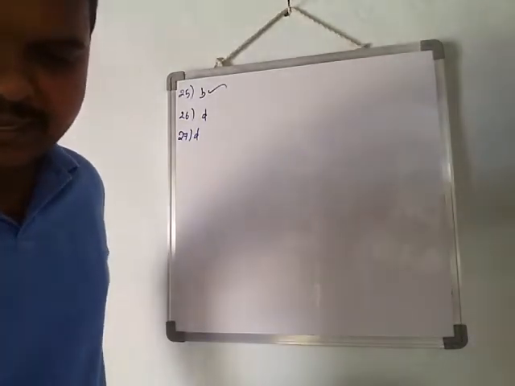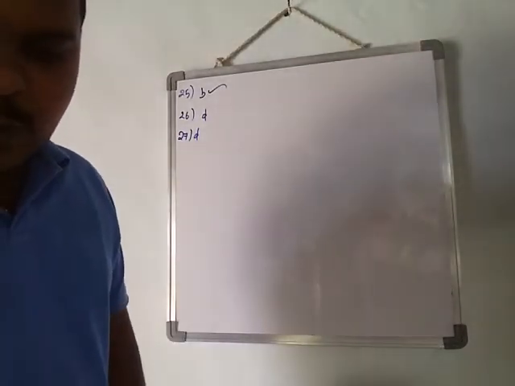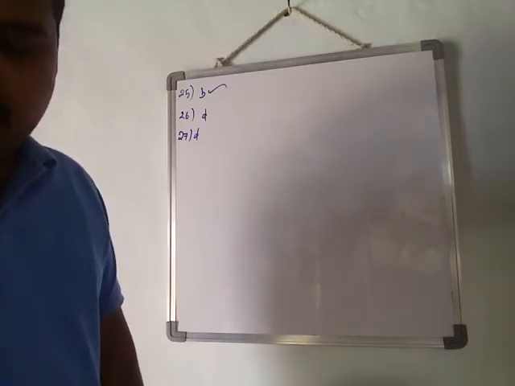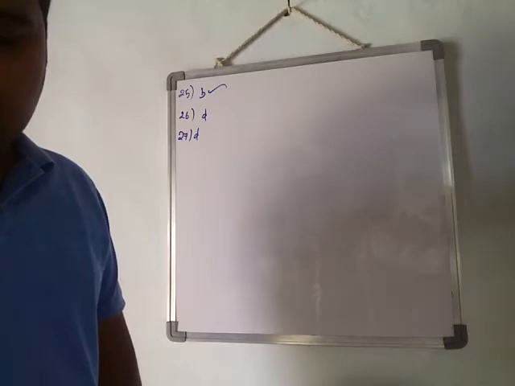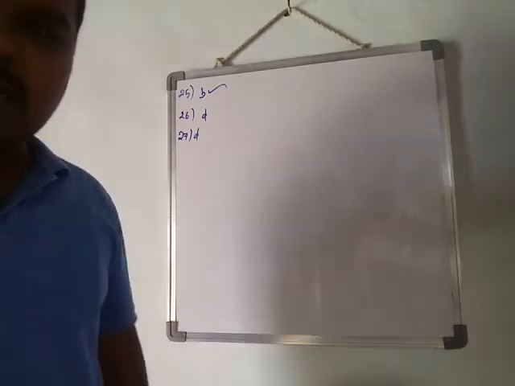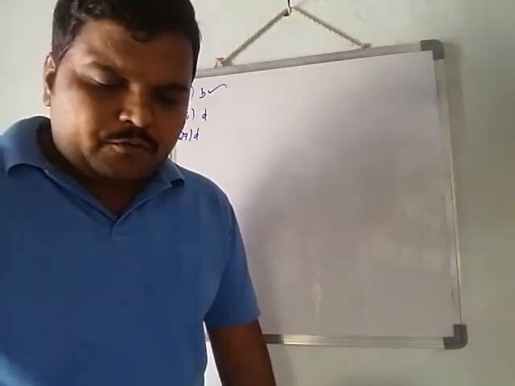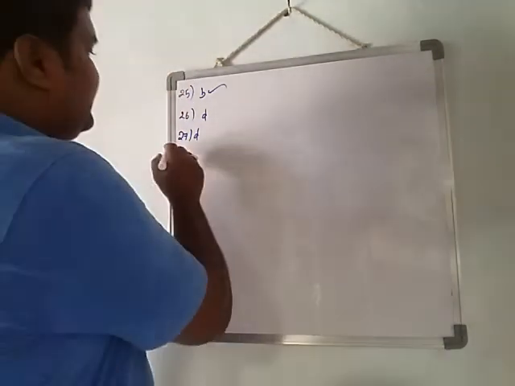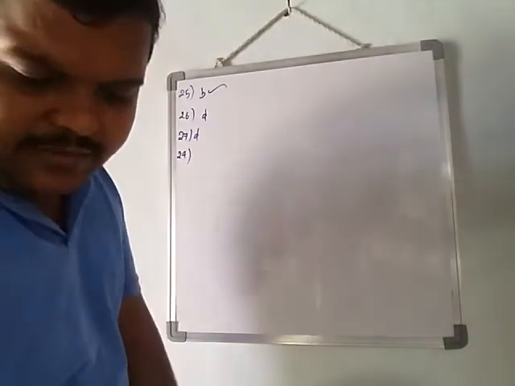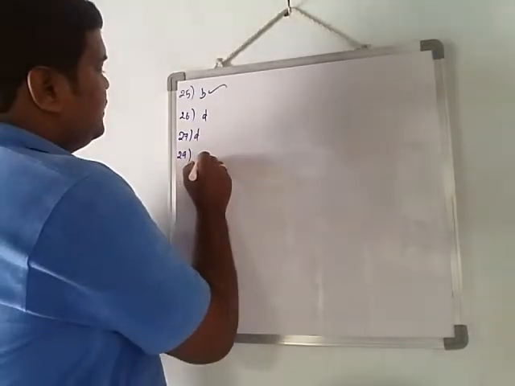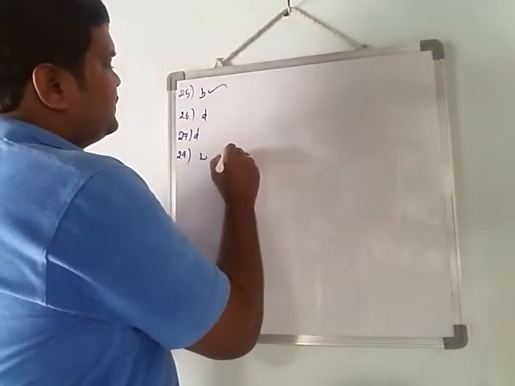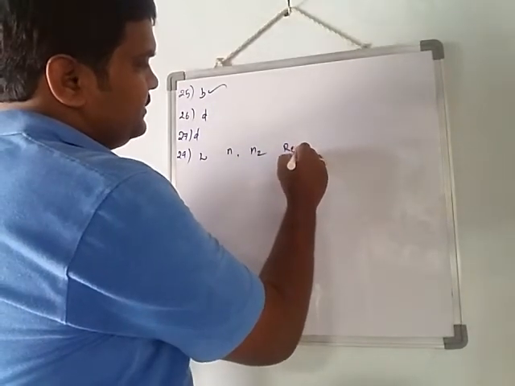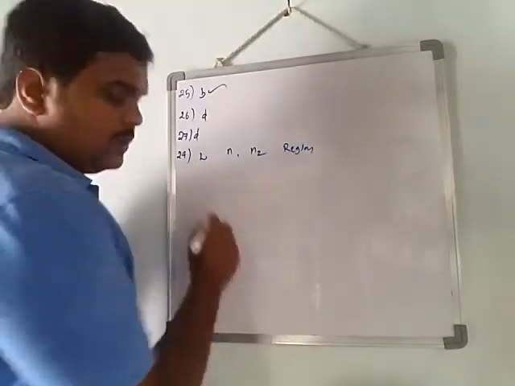Next, the 28th. Given below are the spectral lines for the hydrogen atom. Mark the lines which are correctly matched and which are not correctly matched, with the values of N1 and N2. See the first option he has given, Lyman series. For the Lyman series, the N1, N2 and the region are also given.